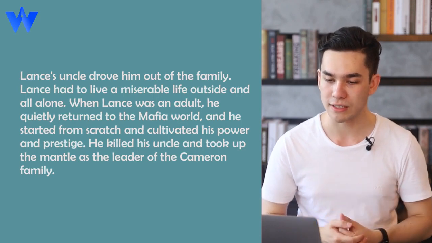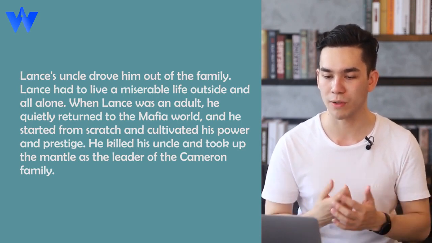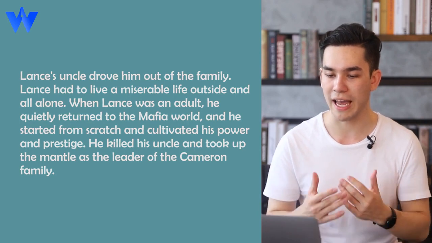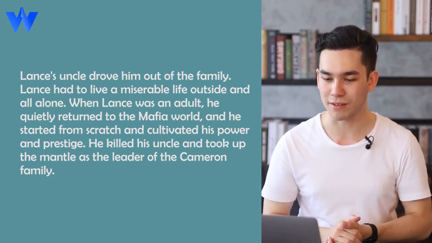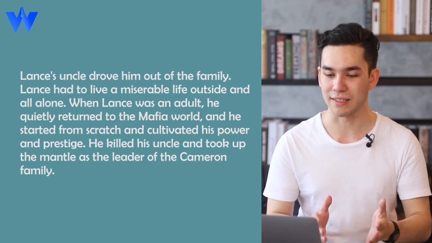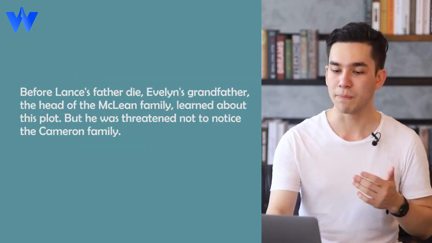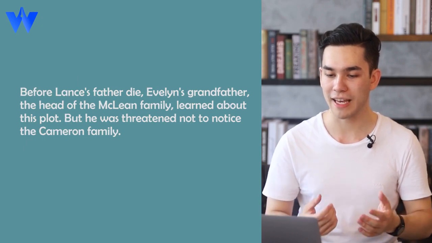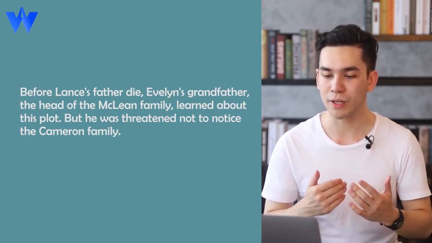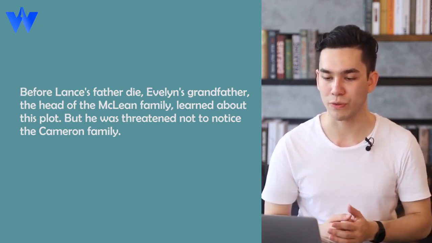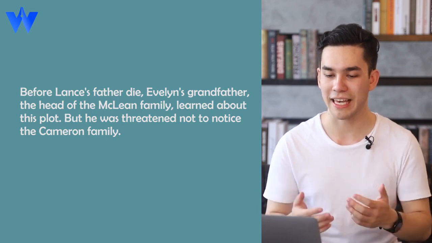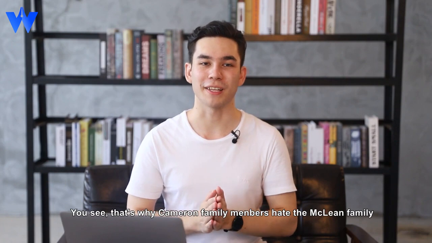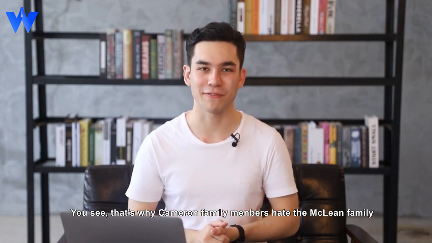When Lance was an adult, he quietly returned to the mafia world, started from scratch and cultivated his power and prestige. He killed his uncle and took up the mantle as the leader of the Cameron family. Before Lance's father died, Evelyn's grandfather, the head of the McLean family, learned about this plot, but he was threatened not to warn the Cameron family. You see, that's why the Cameron family members hate the McLean family.